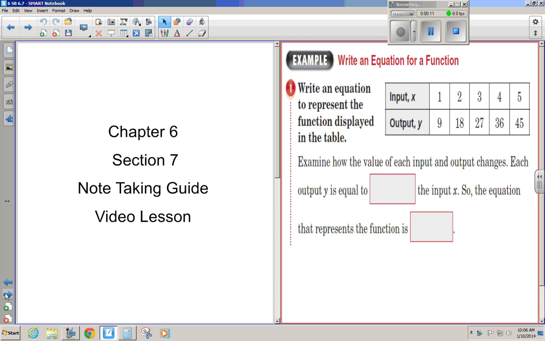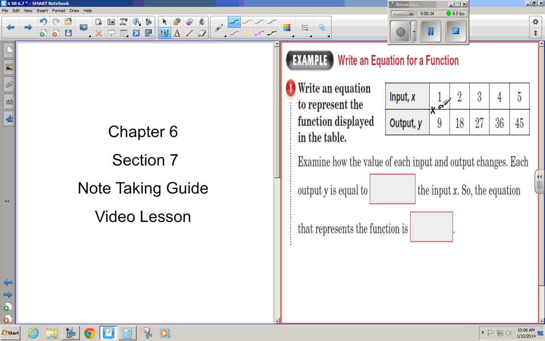Write an equation for a function. So we've already started this process. Write an equation to represent the function displayed. Examine how the values of each input and output change. Here, each output y is equal to blank times the input x.